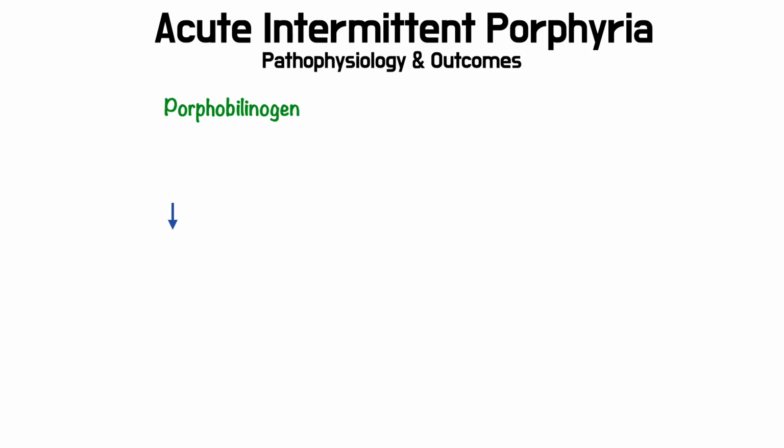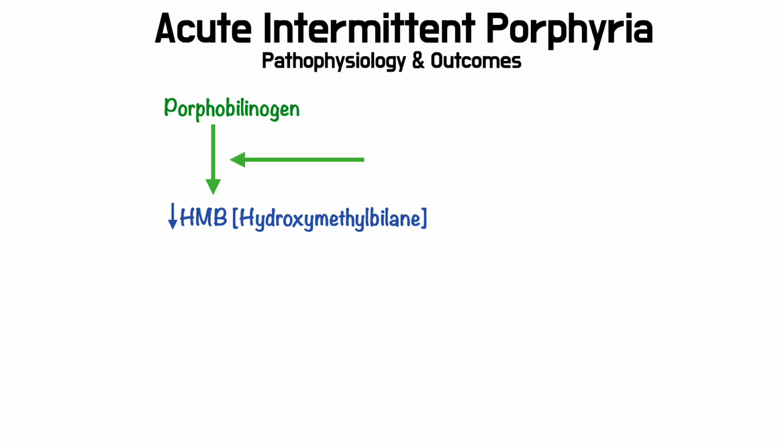So what happens is glycine gets combined with succinyl coenzyme A to form ALA, that is aminolevulinic acid, at first. And this ALA will get converted into the porphobilinogen, which is here. So that PBG or porphobilinogen will get converted into HMB, that is hydroxymethylbilane, via an enzyme called PBG deaminase. And this is the defective enzyme in acute intermittent porphyria. So this enzyme is deficient actually.